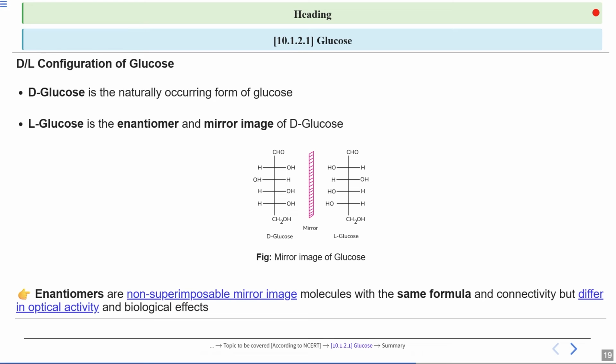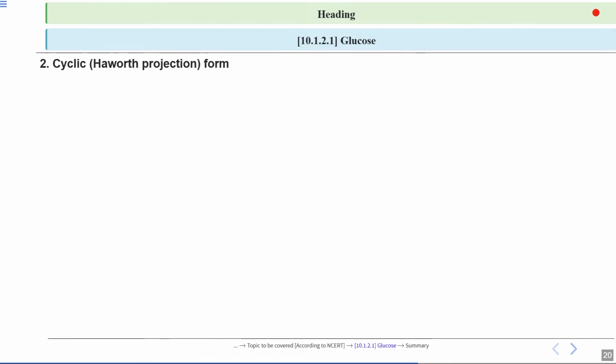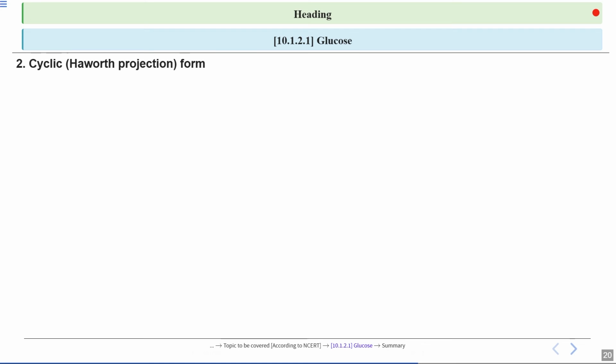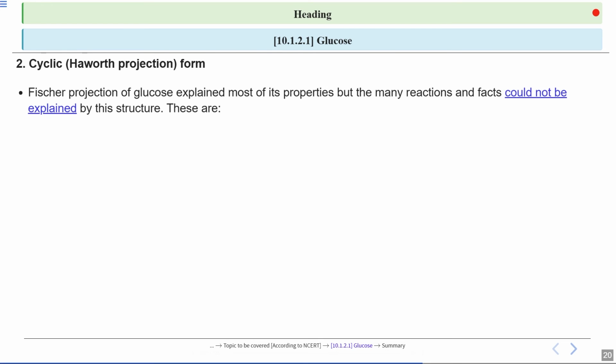So we can say that enantiomers are a pair of molecules that are non-superimposable mirror images of each other. They have the same chemical formula and the same connections between atoms, but they differ in how they interact with polarized light and with biological systems. Okay, so you'll see they have the same connectivity. They are non-superimposable mirror images. Now we will talk about the cyclic or Haworth projection form of glucose.